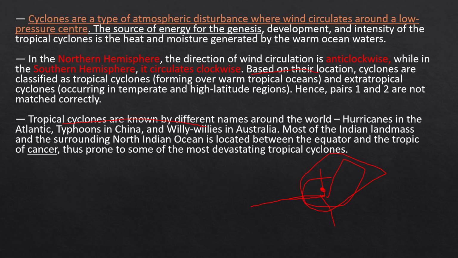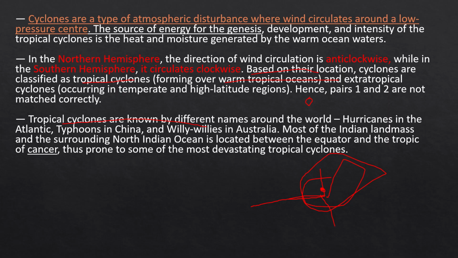Based on their location, there are two types of cyclones: tropical cyclones and extratropical cyclones. Tropical cyclones form over the warm tropical ocean, that is, between the Tropic of Cancer and Capricorn, and extratropical cyclones occur in temperate and high latitude regions.